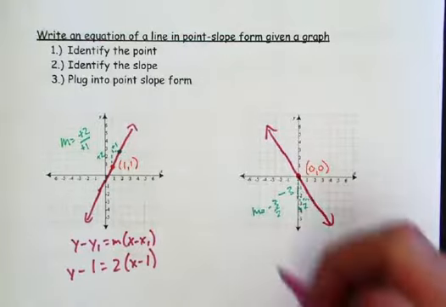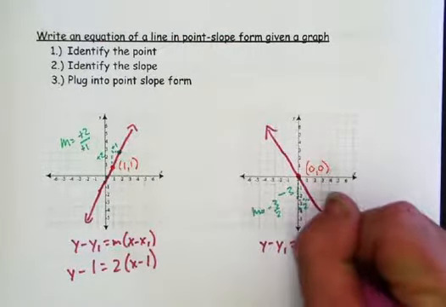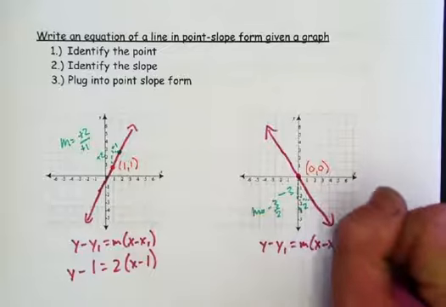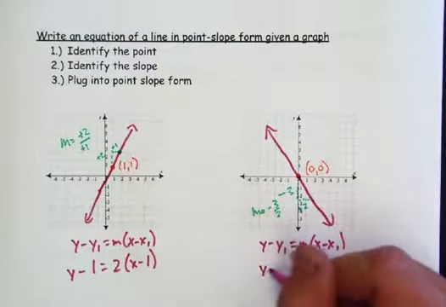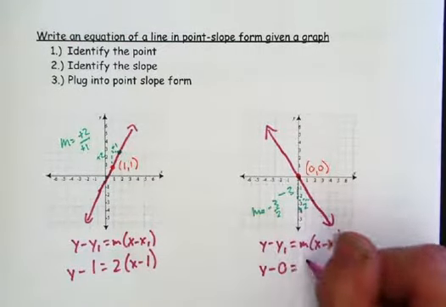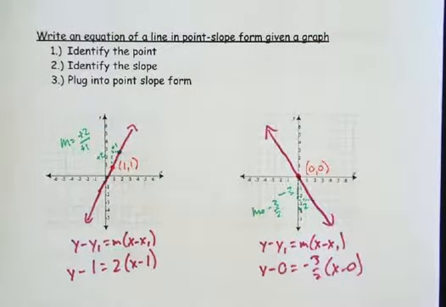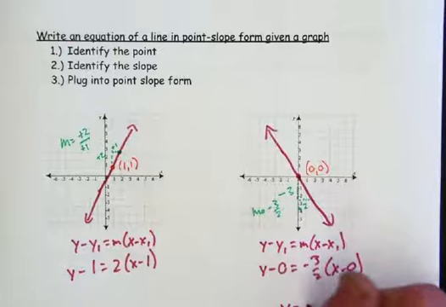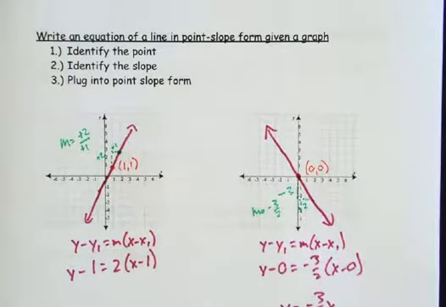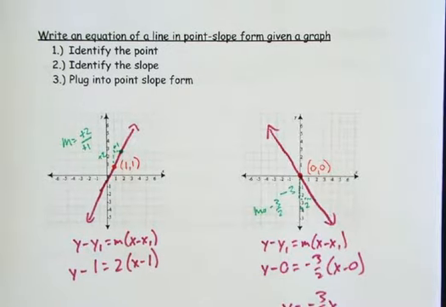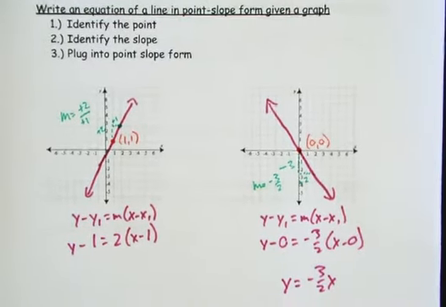So y minus y1 equals m times x minus x1 gives us y minus 0 equals negative 3 halves times x minus 0. And that actually simplifies to y equals negative 3 halves x. So that's how to write equations of a line in point-slope form when you're given a graph.